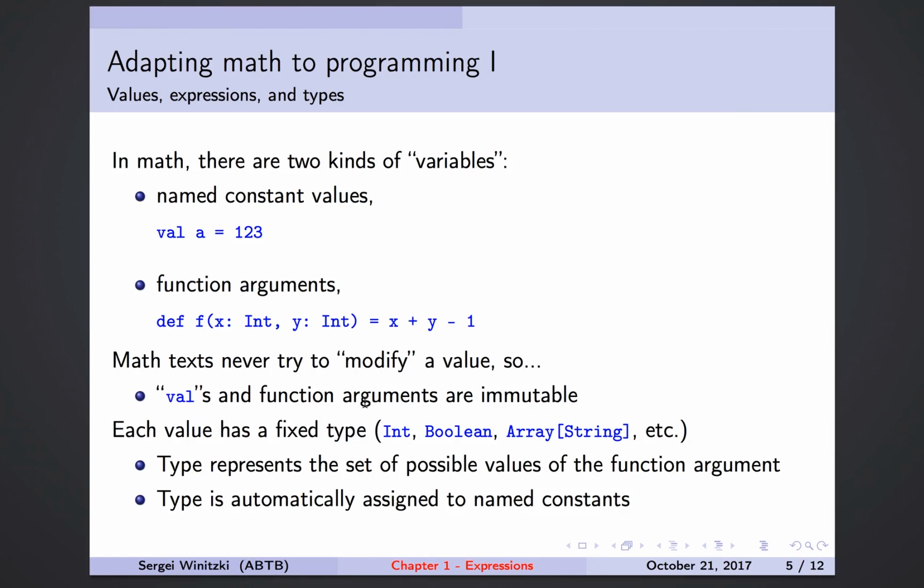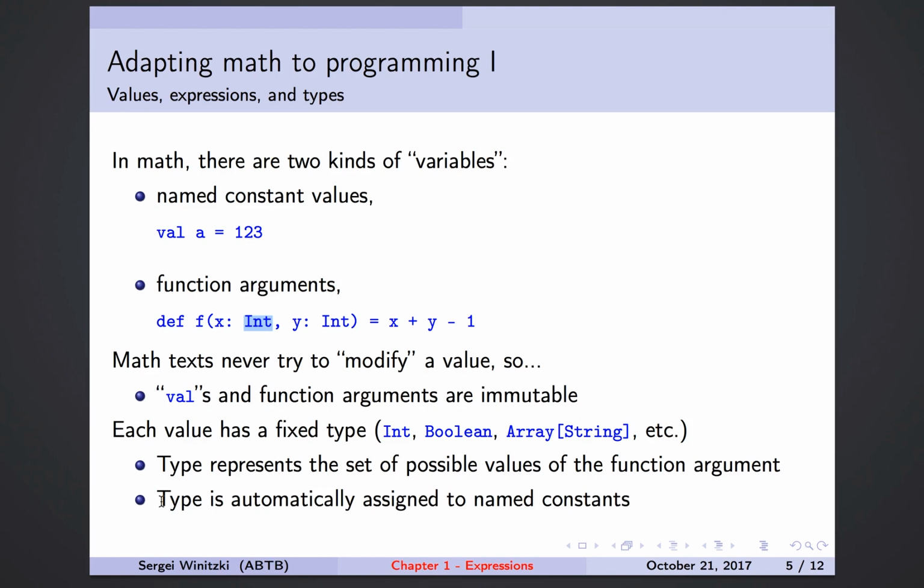Now, for function arguments, it is particularly obvious what type means. It is the set of possible values of that argument. So, for instance, here in this function, x and y must be integers. So x and y range over the set of all the possible integer values. The type of x is the set of all integer values. That's to say the same thing.